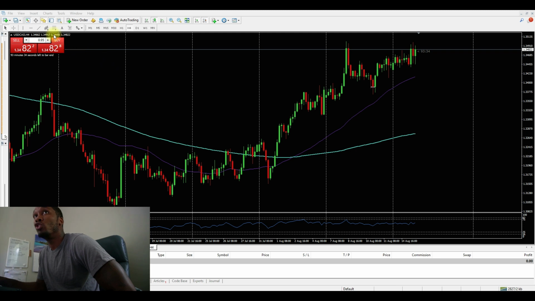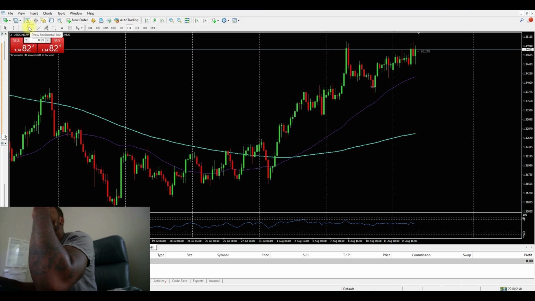So we're going to draw some. I'm in my broker now. We're going to go over here and get the horizontal line indicator. You want to draw your support and resistance lines in the higher time frames, and then you can slowly move down to the lower time frame. So right now I'm in a 4-hour time frame, right?